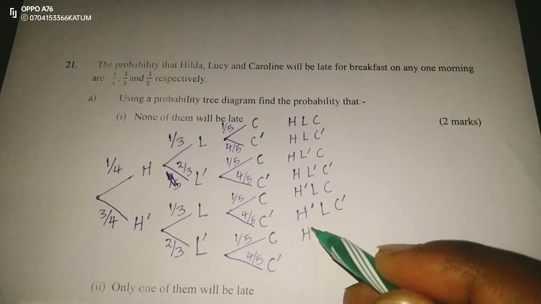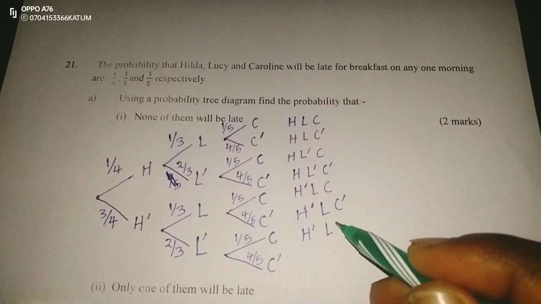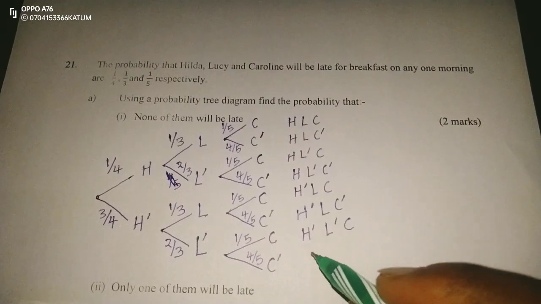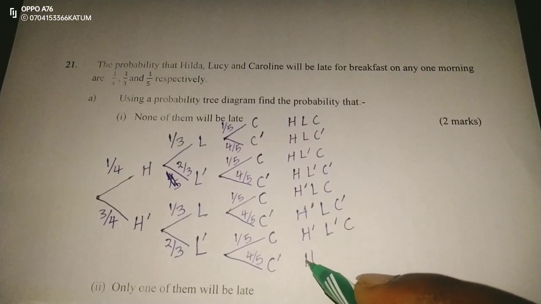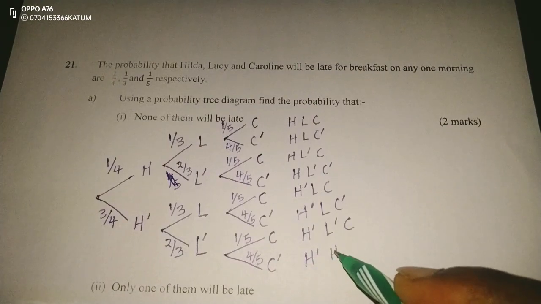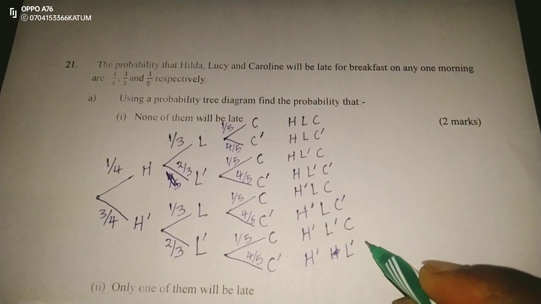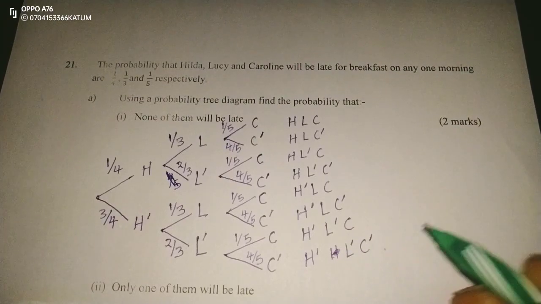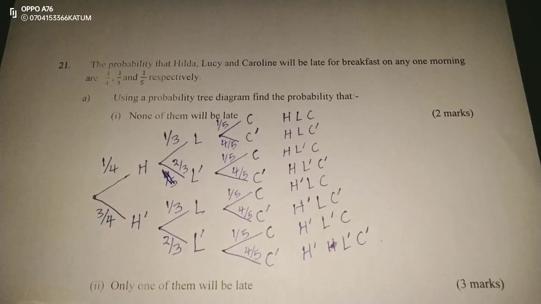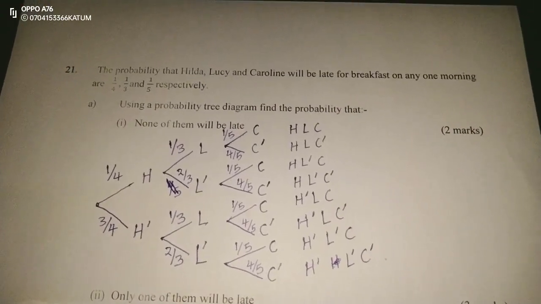The next is H not late, L late, but C not late. Then we can have not late, not late, not late, all of them. So those are the possibilities. The first question is number 1 here.